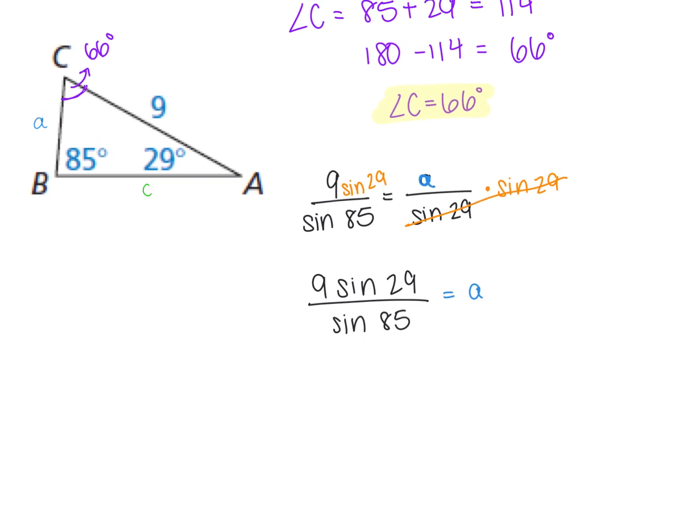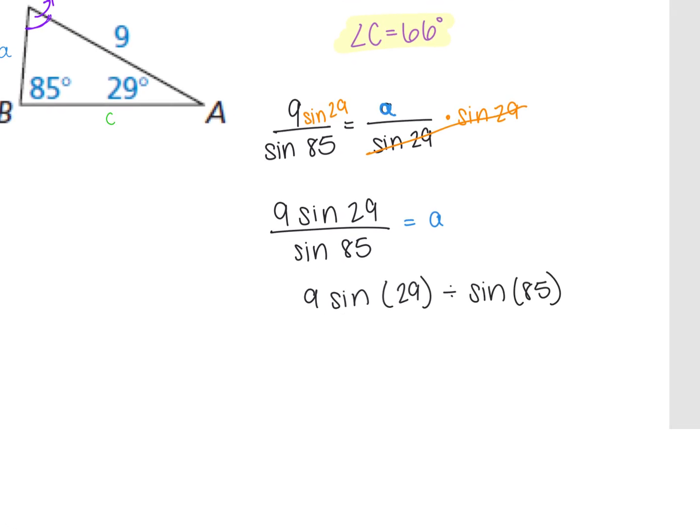Okay, what should it look like in my calculator? 9 sine, open parentheses, 29. Don't forget to close it. Divided by sine 85. If you plugged it in correctly, who could tell me what is my answer for side A? Go ahead. What was it? 4.4 is my answer for side A.